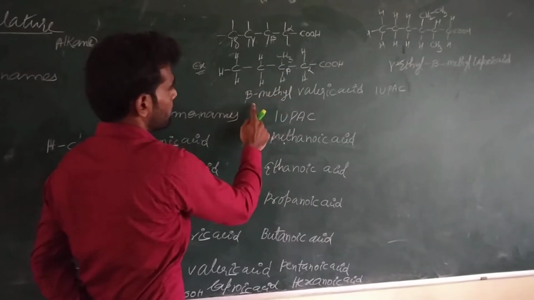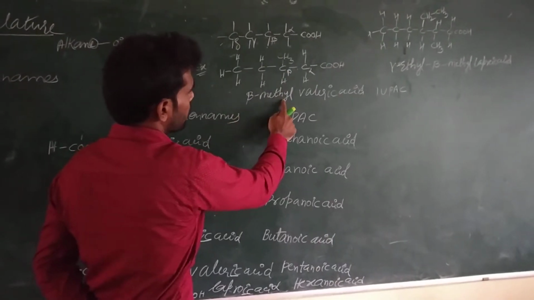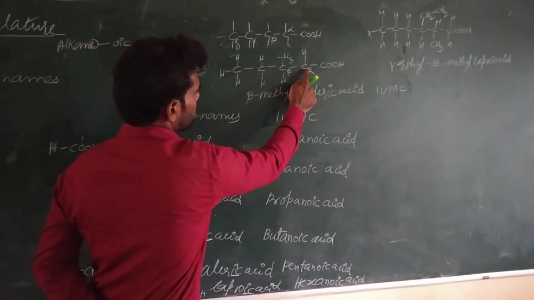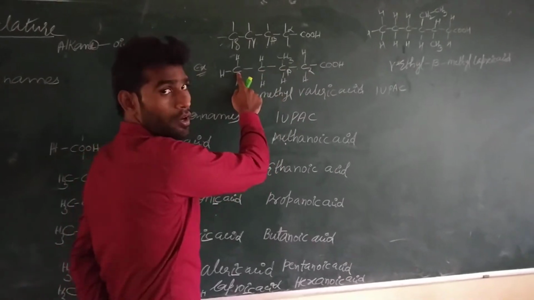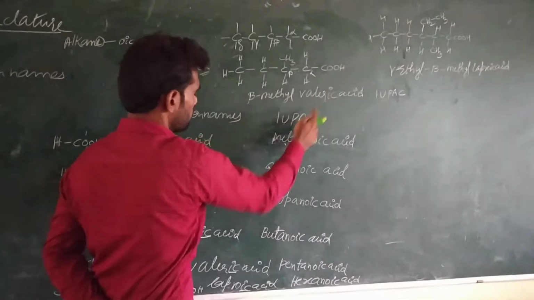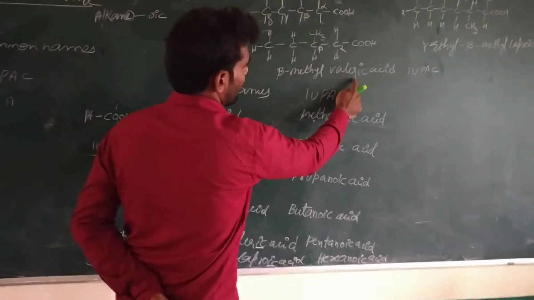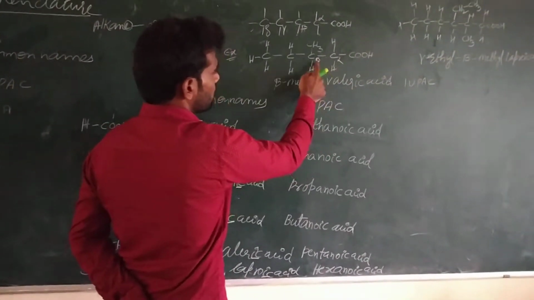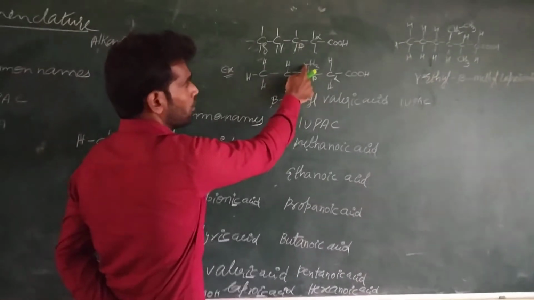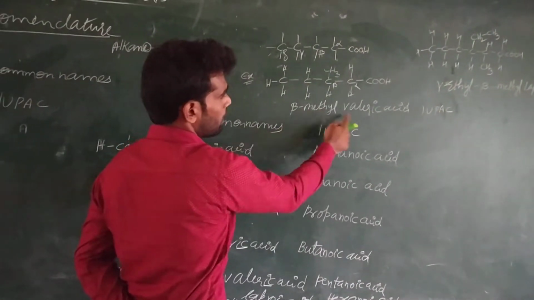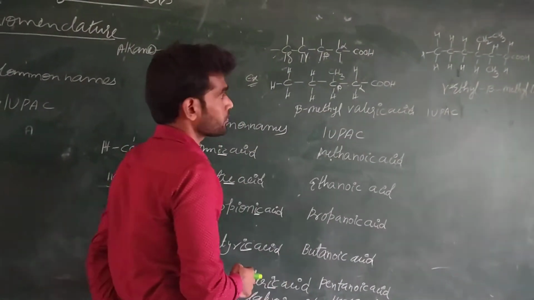What is the name of this compound? Beta methyl. 1, 2, 3, 4, 5. 5 carbons. 5 carbons means valeric acid. At the beta position, we have a methyl group. So beta methyl valeric acid.